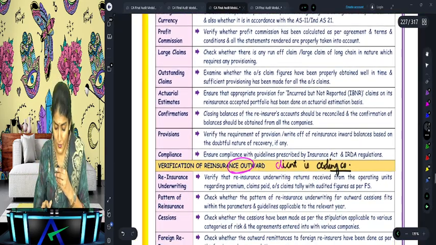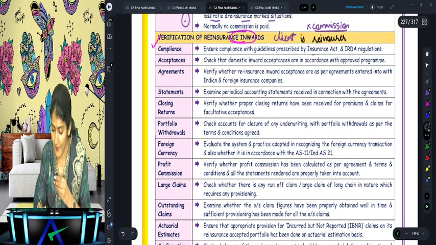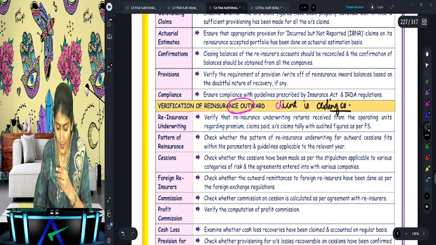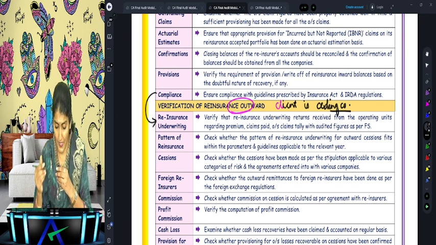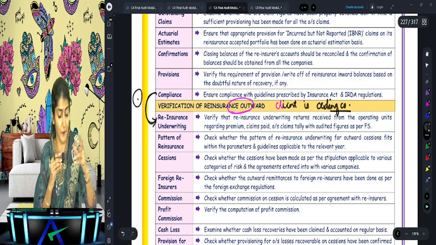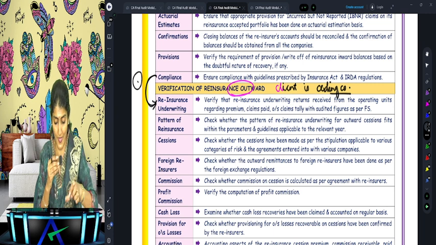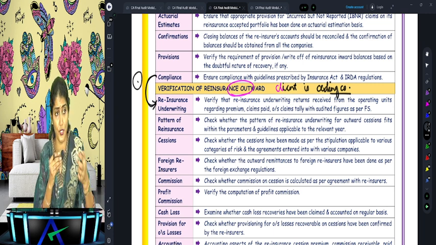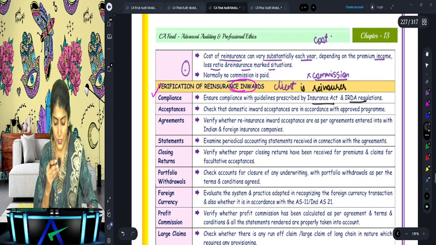What does it say? Ensure compliance with the guidelines prescribed by the Insurance Act and the IRDA regulations. Okay, now by mistake this point has come over here. This last point is again the compliance, but that has to come under the reinsurance outward. Are you getting what I'm saying? First point is also compliance, last point is also compliance, but that compliance point is the first point of the verification of reinsurance outward. And that is the first point for the verification of reinsurance outward.